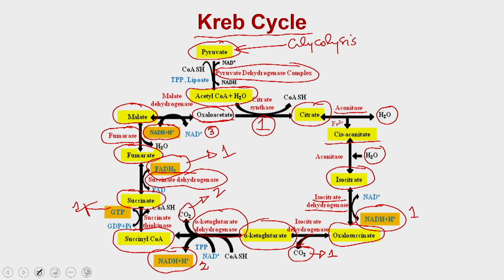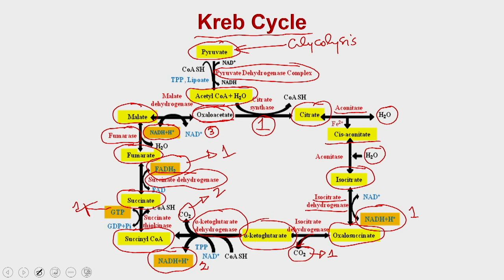So at the end, the oxaloacetate which is being generated again goes through this cycle and combines with the acetyl CoA to generate the citrate, and that's why this is called the Krebs cycle, because this is a cyclic set of reactions occurring one after other. How do people know that this is a cyclic reaction?